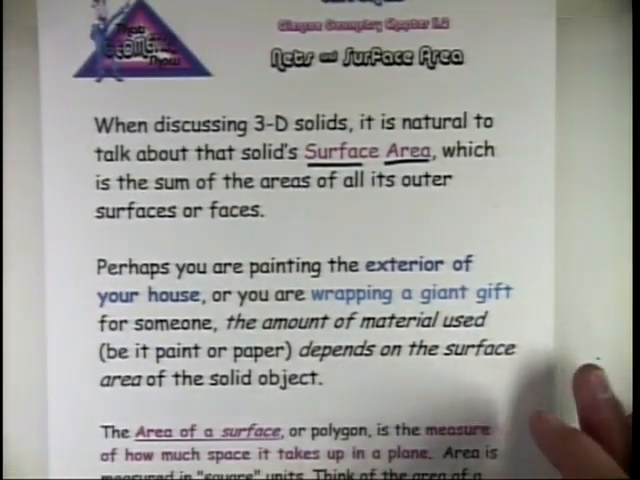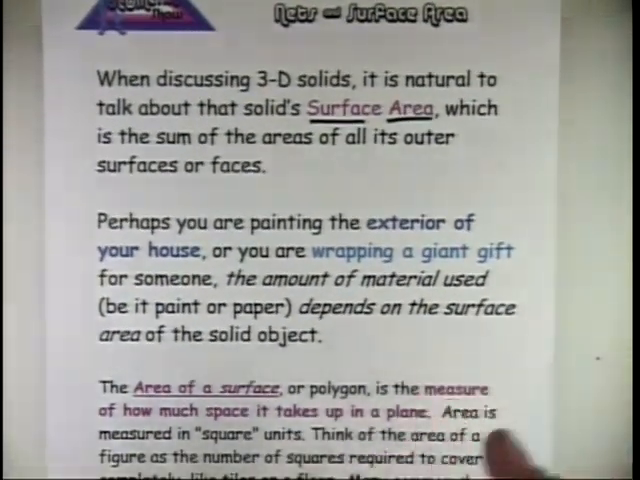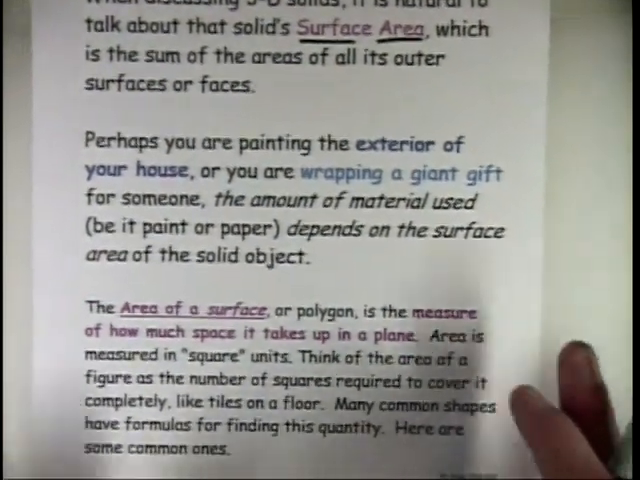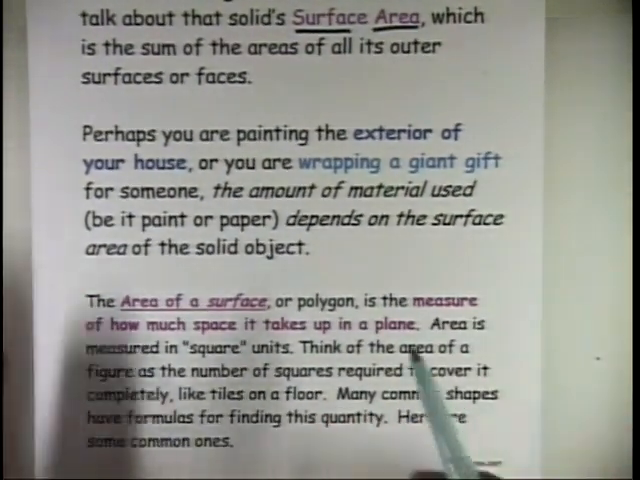Now, when would this come up? Well, perhaps you're painting the exterior of your house, or my house, if you'd like to do that. Or you're wrapping a giant gift for someone, maybe for me. The amount of material that you're using, whether it's paint or paper, depends on the surface area of that solid object. Okay? Now, the area of a surface, we haven't talked about that, so we're going to kind of talk about that first and put them together on a three-dimensional object.